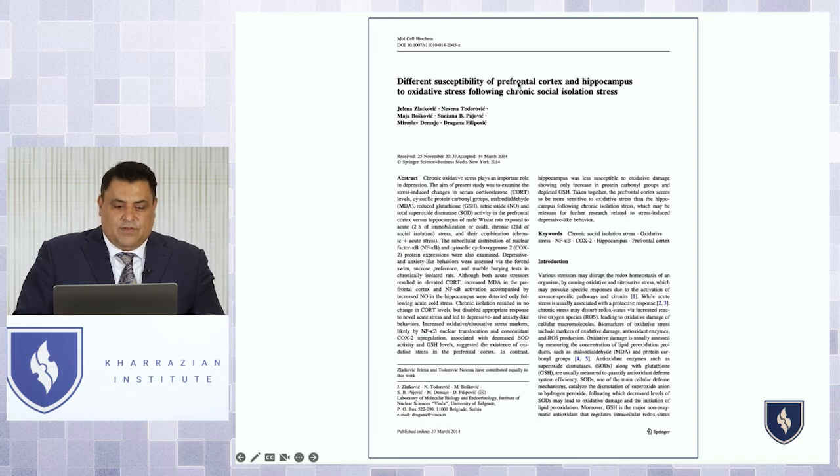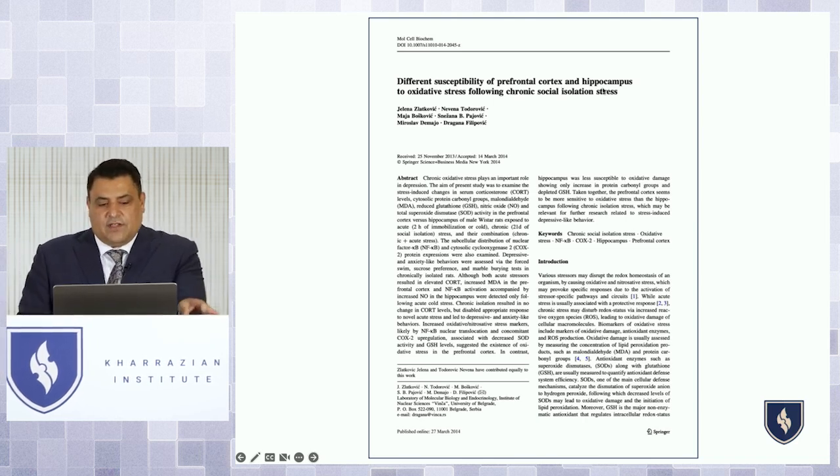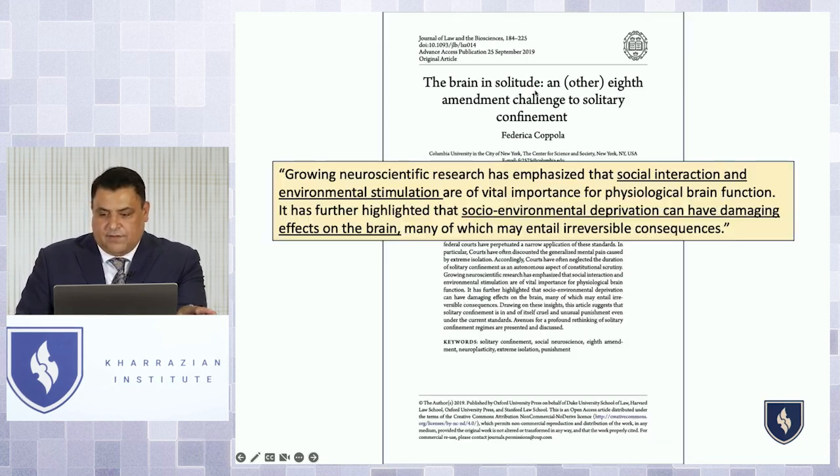And then here's another paper that goes into some of these same concepts. Different susceptibility of prefrontal cortex and hippocampus to oxidative stress following chronic social isolation and stress. They actually found that social isolation causes oxidative stress and inflammation injury to the brain. And other studies have found the same thing. Growing neuroscientific research emphasizes that social interaction and environmental stimulation are of vital importance for physiological brain function. It is further highlighted that socio-environmental deprivation can have damaging effects on the brain, many of which entail irreversible consequences.